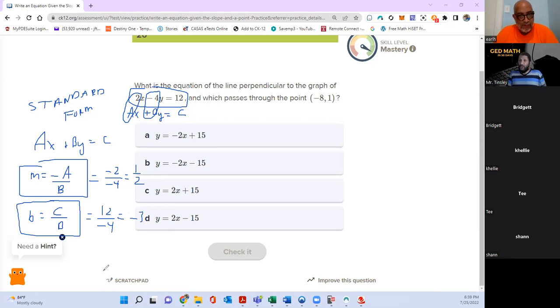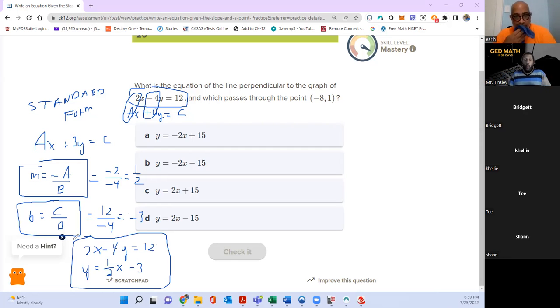So this is what you have to understand. 2x minus 4y equals 12 is the same as y equals 1/2 x minus 3. They are the same equation. They look different, but they are the same thing. One is in standard form, one is in slope intercept form. I had to do all that just to find out that the slope was 1/2.